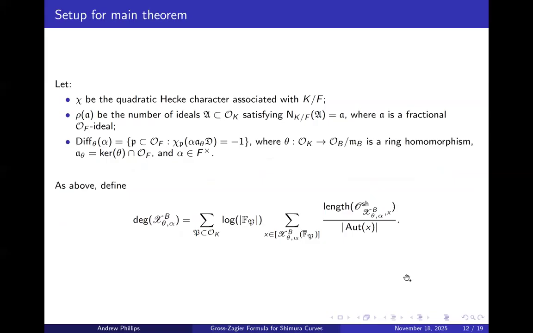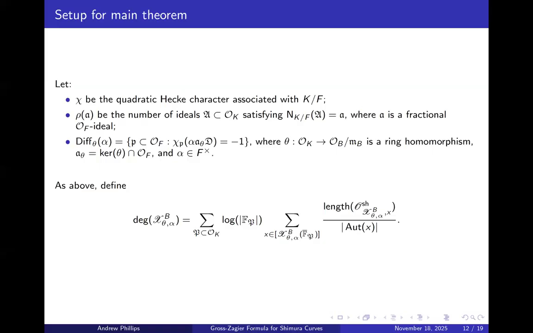Okay, I want to get to the main theorem. I know there's a lot of setup to this, and a lot to keep in mind. The main theorem is going to involve some notation. This chi is the quadratic Hecke character associated with K over F. If you have a quadratic extension, there's a character on the idele class group that's associated with it, and basically what it looks like is a product of local characters.